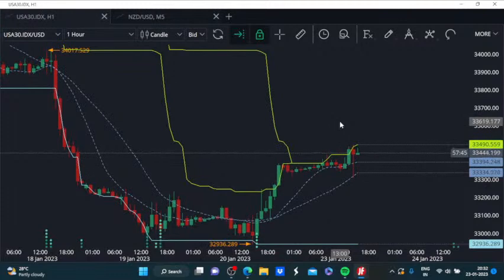So that's my assessment looking at these price projections for the US equity futures, which are trading in a volatile manner after the start of the North American trading session. So that's all from my side for today's session.